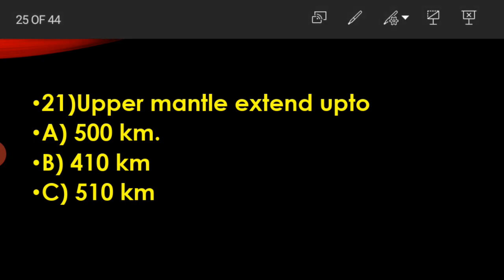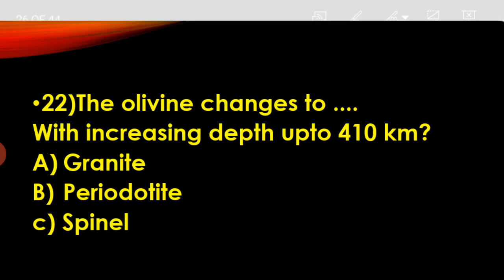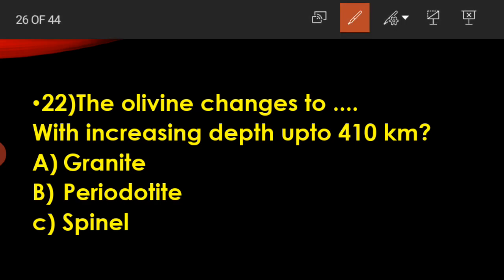Upper mantle extends up to 410 kilometers. Okay, I am saying directly 410 kilometers. In the upper mantle, the olivine changes to dash with increasing depth up to 410 kilometers. The olivine does not change to granite, or peridotite either. Here the right answer is spinel. The olivine changes to spinel with increasing depth up to 410 kilometers.